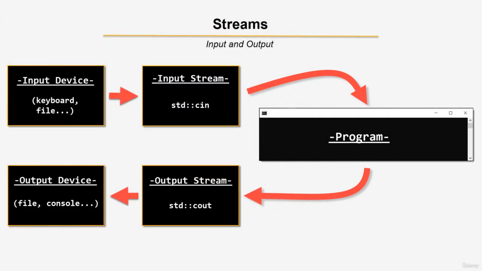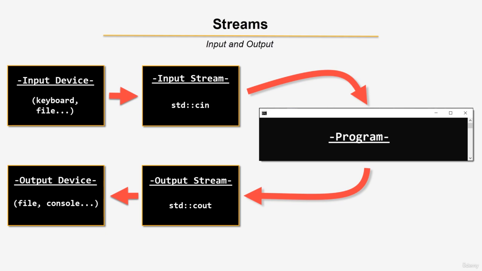In this illustration, we have a program running to the right, and the user may want to enter a value from the keyboard, and we also may want to display something to the console. An example of an input device can be a keyboard or a file, because we may want to read from a file or from the keyboard. And then we have an input stream, such as standard cin, for example. Again, the stream is going to be an abstraction to work with the actual device. So that stream is simply an interface to the device.